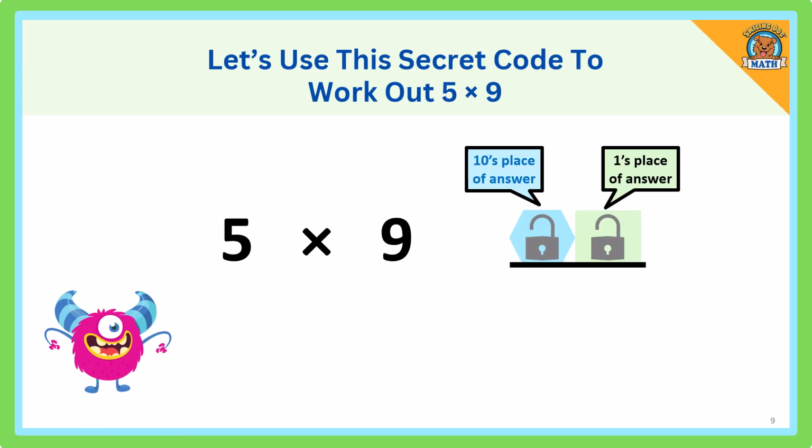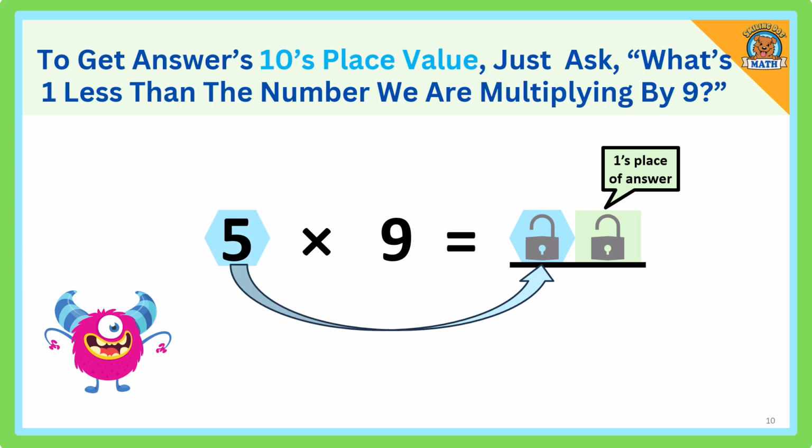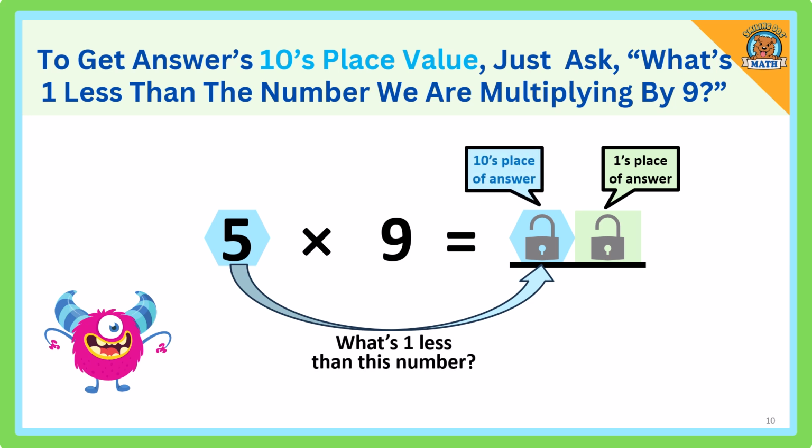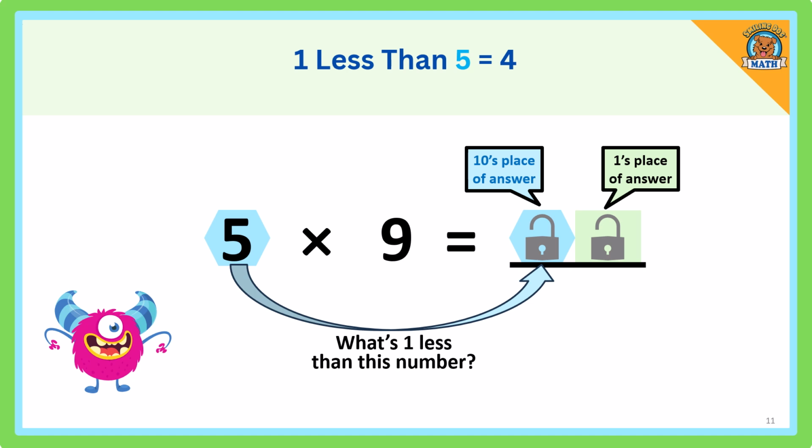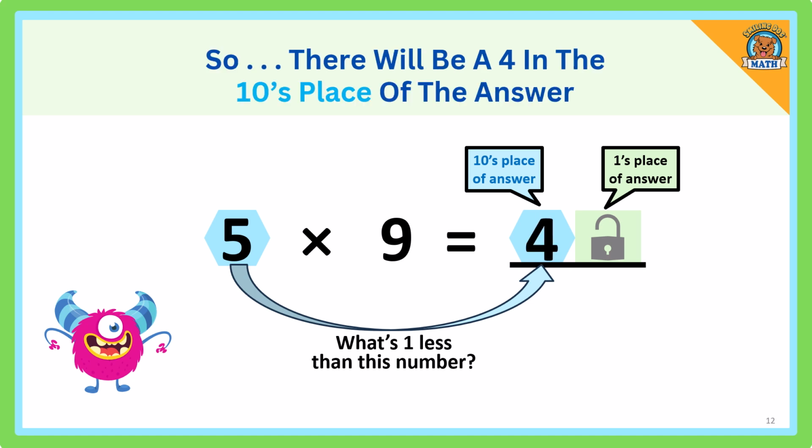Let's use this secret code to work out 5 times 9. To get the answer's tens place value, just ask what's 1 less than the number we are multiplying by 9. And 1 less than 5 equals 4. So there will be a 4 in the tens place of the answer to this multiplication fact.